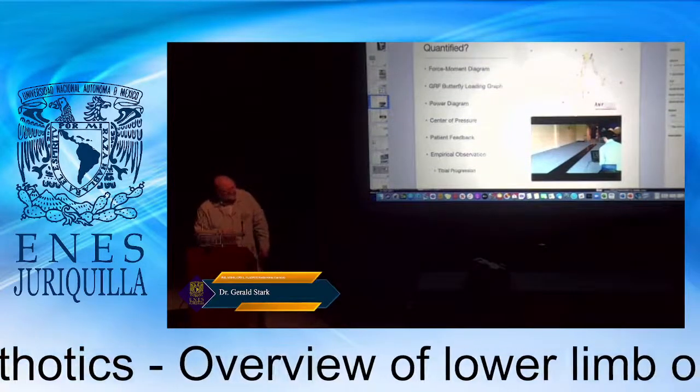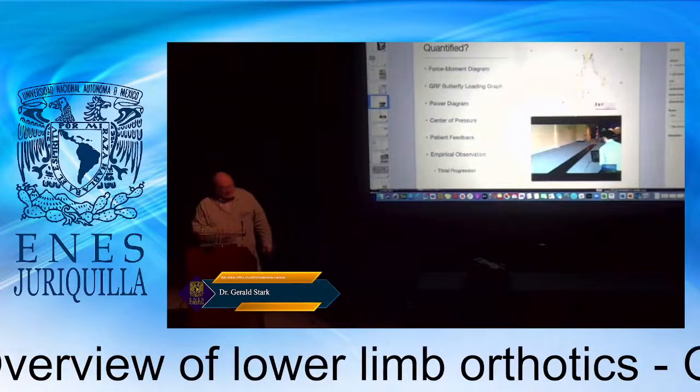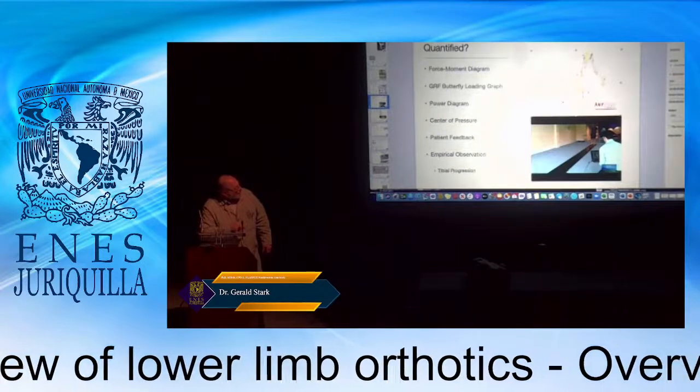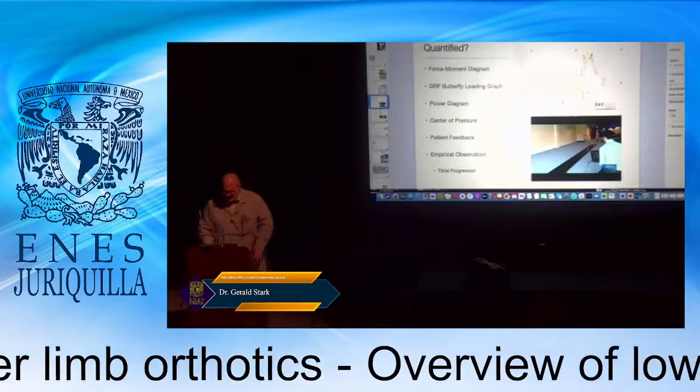It shows the force moment diagram moving from one direction to the other. And so we're tracing this progression of the center of pressure, and the patient can also give us that feedback as well.